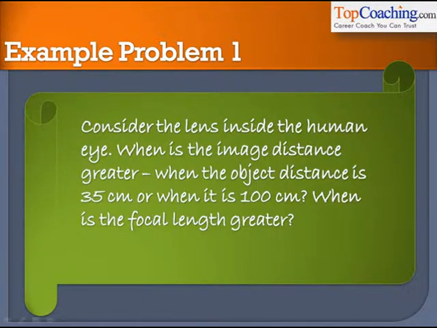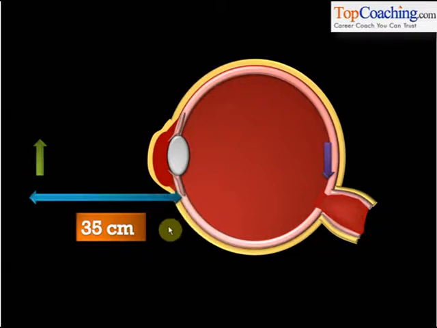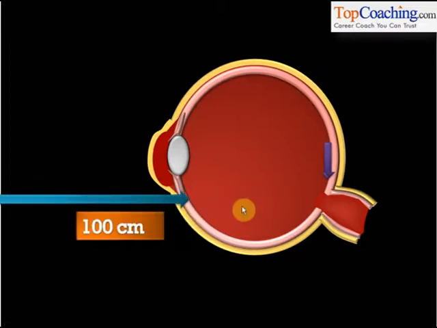So what is happening in this question? You see, we are asked, when is the image distance greater? When the object is far away or when the object is near? In the first case, the object is 35 centimeters from the lens, and in the second case, it is 100 centimeters from the lens. In which case is the image distance greater?